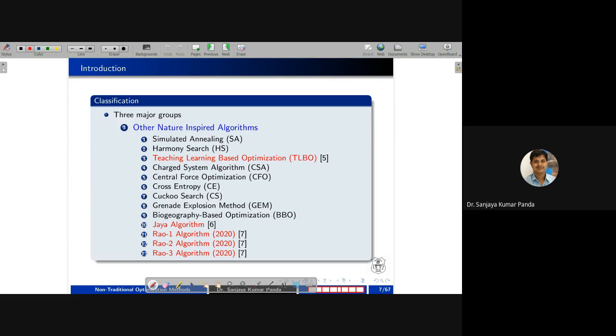In this faculty development program, I will talk about the genetic algorithm, teaching learning based optimization, the Jaya algorithm, and the Rao 1, Rao 2, Rao 3 algorithms with their implementation details. I'll do the coding for teaching learning based optimization, and I'll request you to implement the Jaya algorithm, because TLBO is a two-phase algorithm and Jaya is a one-phase algorithm. If you understand how to code two different phases, you can simply code one phase. Similarly, I'll implement the Rao 1 algorithm and request you to implement Rao 2 and Rao 3. These algorithms are more or less similar, so once you implement one, you can implement the rest.